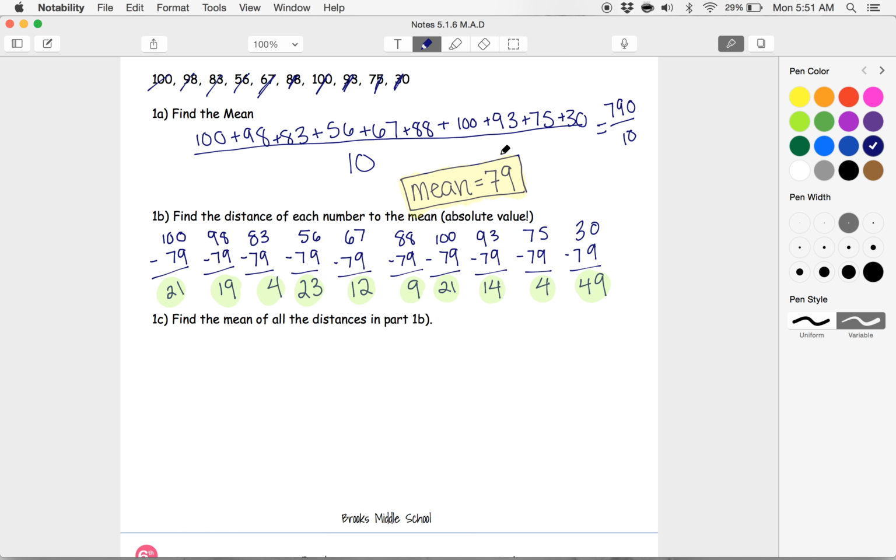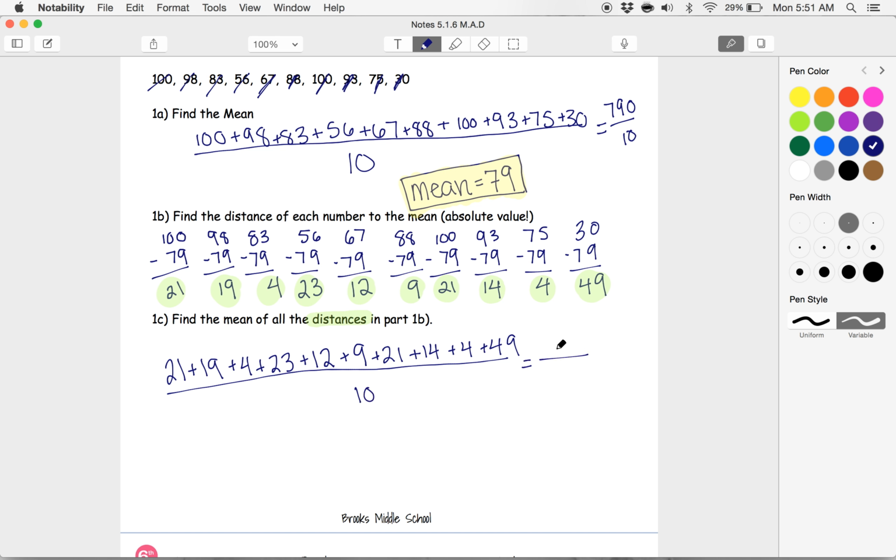So again, we found the mean. We then subtracted the mean from each one of the data points. Now I need to find the mean of all the distances. So I'm going to find the mean of all of those numbers I just found. So we know to find the mean, we add them. 21 plus 19 plus 4 plus 23 plus 12 plus 9 plus 21 plus 14 plus 4 plus 49, divided by 10 because there's 10 of them.